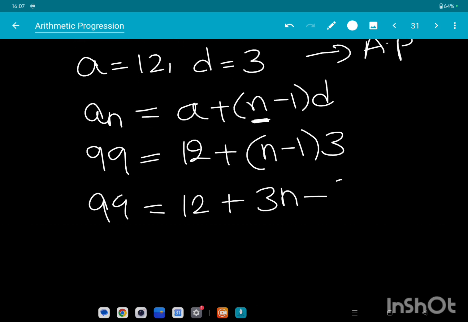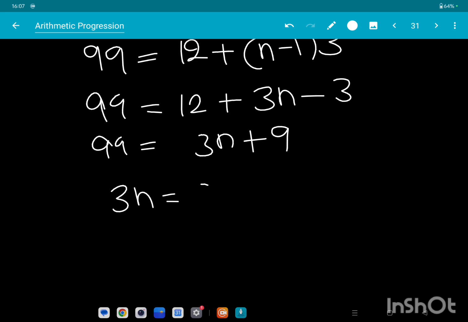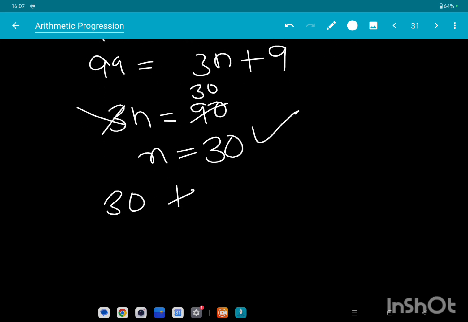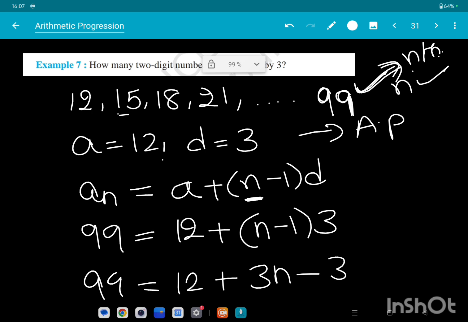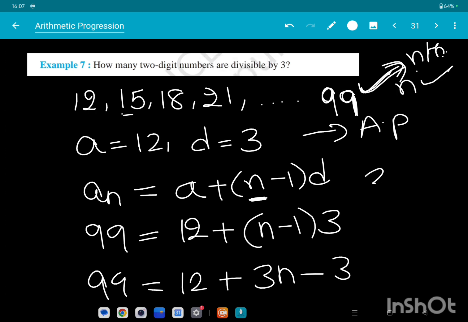3n minus 3 ones are 3. 99 is equal to 3n plus 9. 3n is equal to 90. And what is the n value here? 3 tens are 30. So the n value is 30, which means 30 terms are there in this AP, because 99 is the last term, right? So 30 terms are there in the AP. So 30 two-digit numbers are divisible by 3. This is the way we will find out these types of questions.